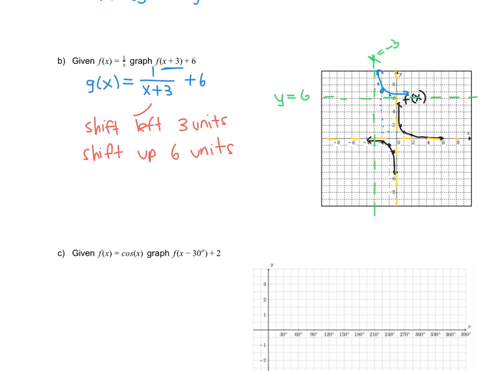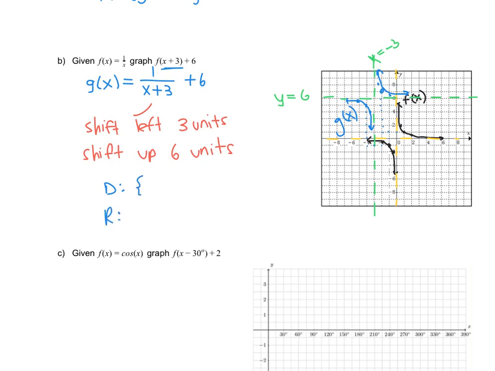So the (-1, -1) will move left 3 and then up 6 to be here. And then I'll do the same for the others. And then we can connect. And now I can label this as g of x or f of x plus 3, plus 6. Either way is fine. And now let's state the domain and the range.